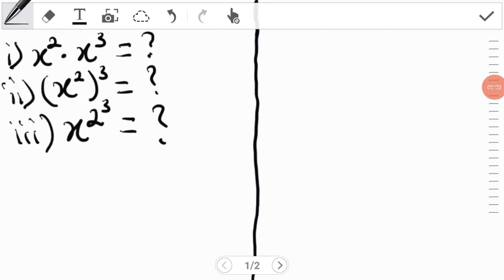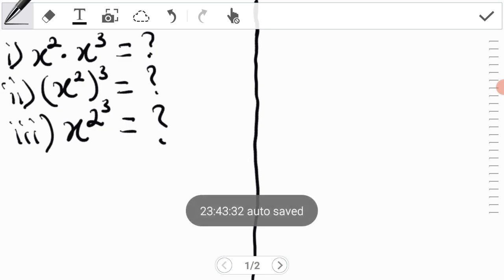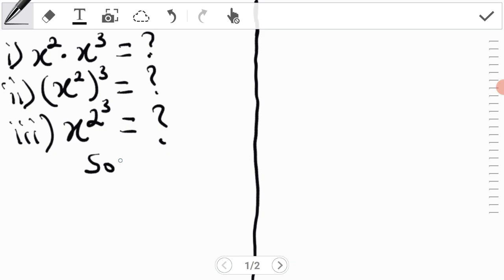After this lesson, you will actually find it easier to deal with exponents, because I will show you the exponent rules, and it is quite easy. Let's take the first example. So x raised to the power 2 multiplying x raised to the power 3.